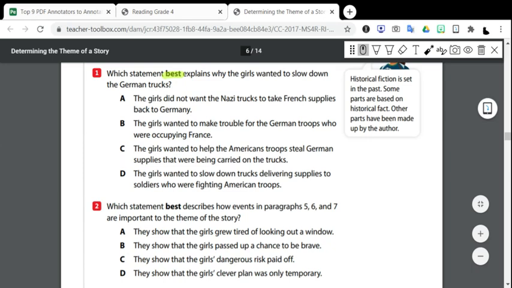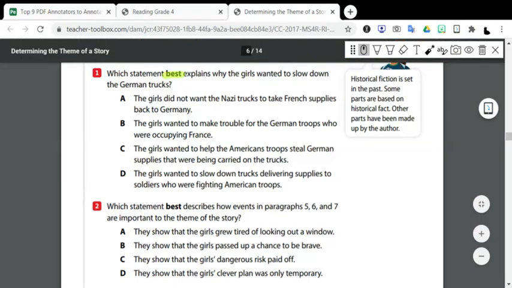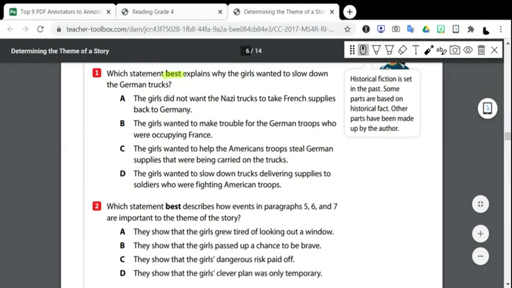All right, let's take a second. I want to let you answer these questions by going back to your text and looking at what we highlighted together. So question 1 says, which statement best explains why the girls wanted to slow down the German trucks? Choice A, the girls did not want the Nazi trucks to take French supplies back to Germany. B, the girls wanted to make trouble for the German troops who were occupying France.